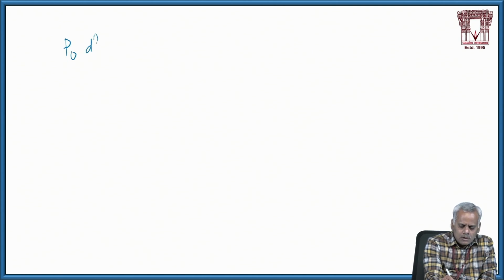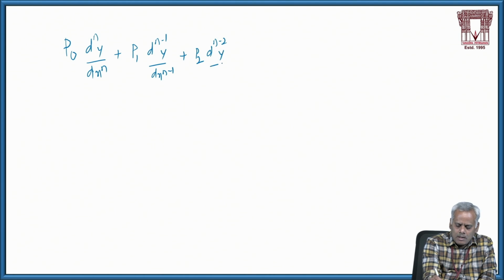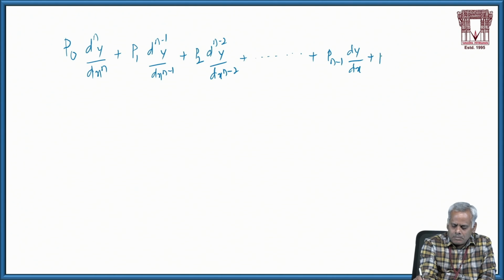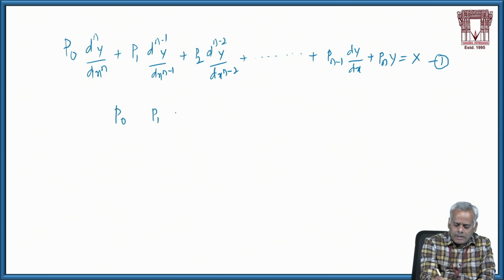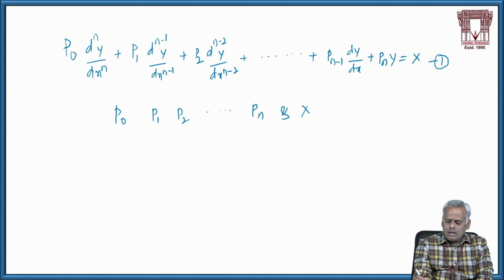P naught d^n y by dx^n plus P1 d^(n-1) y by dx^(n-1) plus P2 d^(n-2) y by dx^(n-2) plus up to Pn minus 1 dy by dx plus Pn y is equal to capital X. Consider this as equation number 1, where P0, P1, P2 up to Pn and capital X are either constants or functions of x alone.